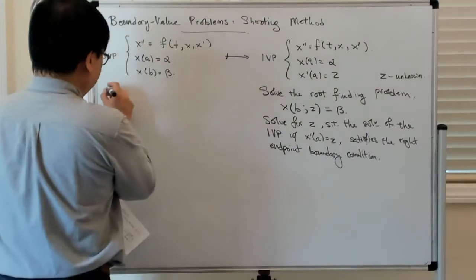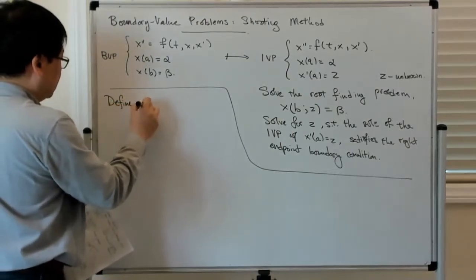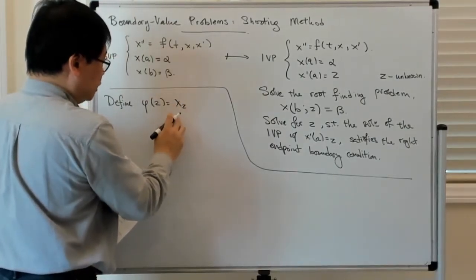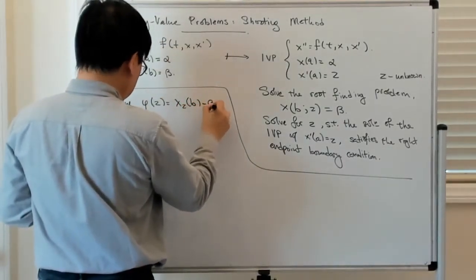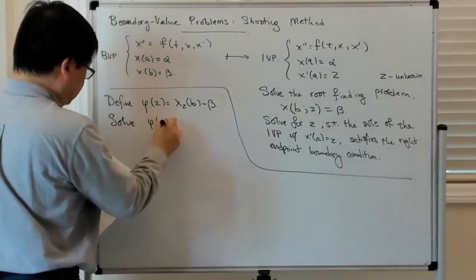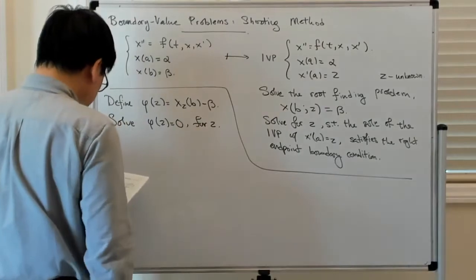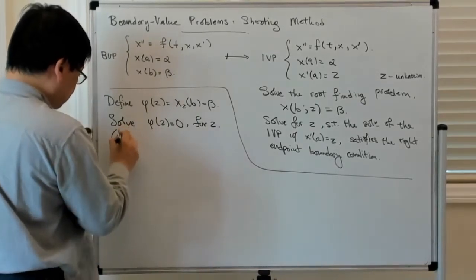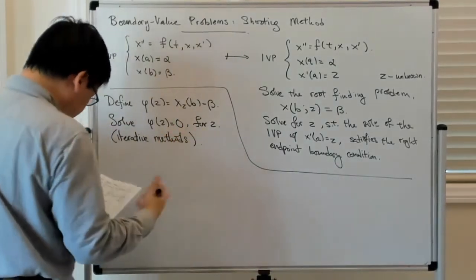So let's see where we go from this. I define phi of z to be x sub z, thinking of x as parametrically dependent on z, x_z(b) minus beta. And you want to solve phi of z equals 0 for z. You can do this using some iterative root finding method.